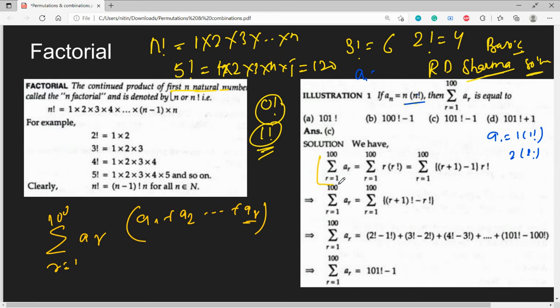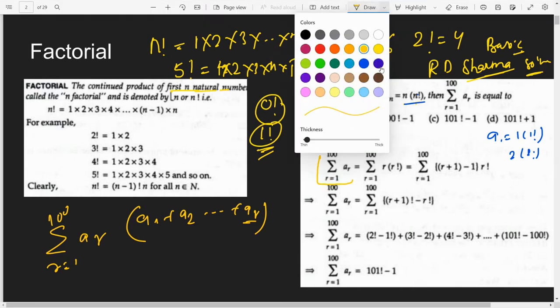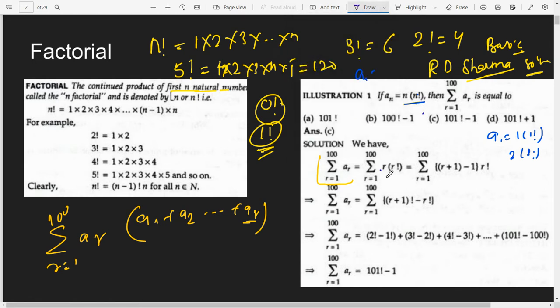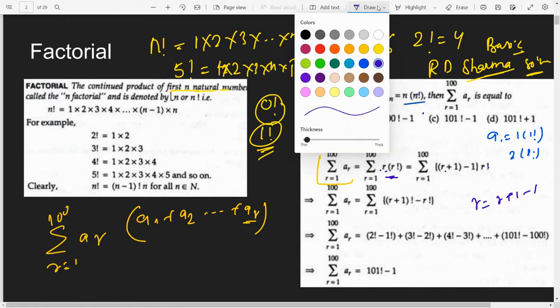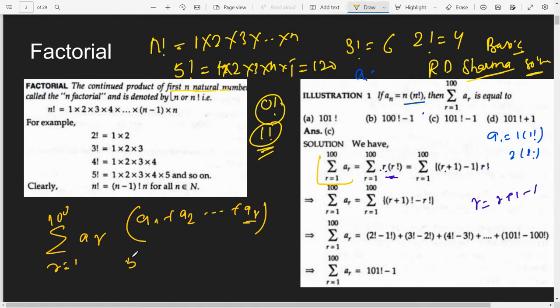So we want to find this particular sum. This is broken down into r into r factorial. Obviously, r can be written as r plus 1 minus 1. What benefit does it give us? We will see. So r is written as r plus 1 minus 1. If you multiply both parts by r factorial, this will be r plus 1 into r factorial. Like I told you, if you define 5 factorial, it is 5 into 4 into 3 into 2 into 1. So if you multiply 6 into 5 factorial, it is going to be 6 factorial. Why?